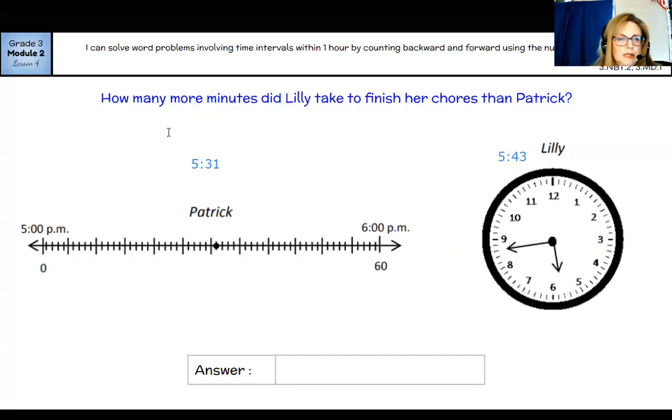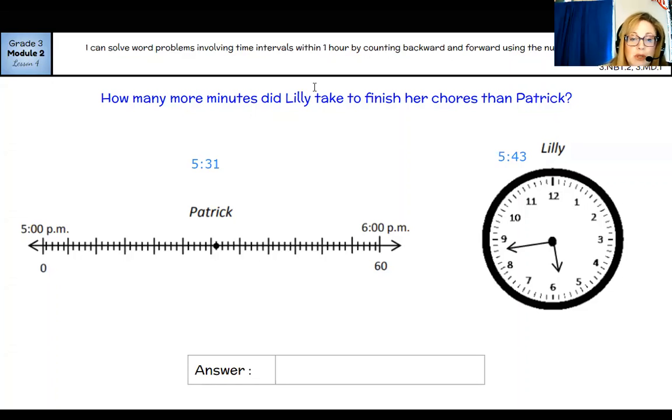Okay, so the next one says, how many more minutes did Lily take to finish her chore than Patrick? For something like this, we're going to be doing some subtraction. This is called elapsed time, and we have been working on this also. We can do some counting on, or we can do some straight subtraction, but we have to think about it. All right, so he stopped at 5:31, and she stopped at 5:43.